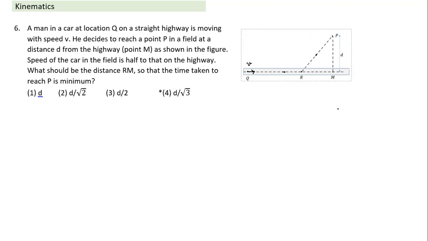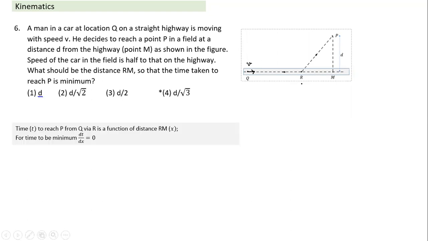Okay. Let's see what things are relevant here. We have to calculate what the distance RM should be. Let's say the distance RM is x. Let's see how we go and solve it. What is the time t to reach P? That's the figure given. How does it have to reach from Q to P? It has to reach via point R.